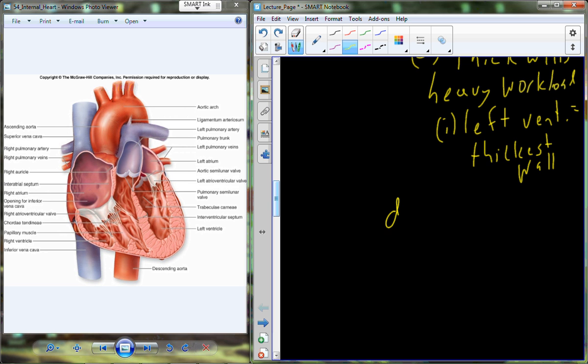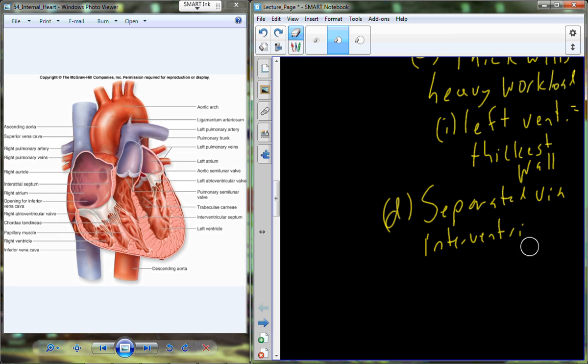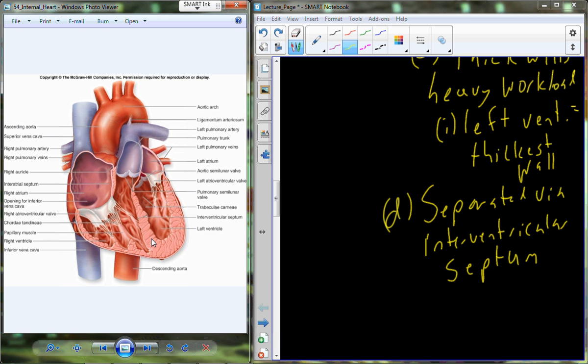Here too, our ventricles are going to be separated by the interventricular septum, which you can see here, and because you've already studied the anatomy of the conduction system, you know it houses the bundle of His and the left and right bundle branches before they turn into the Purkinje fibers.